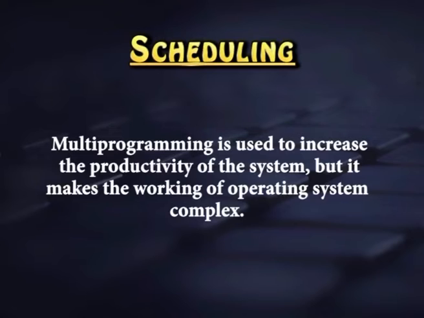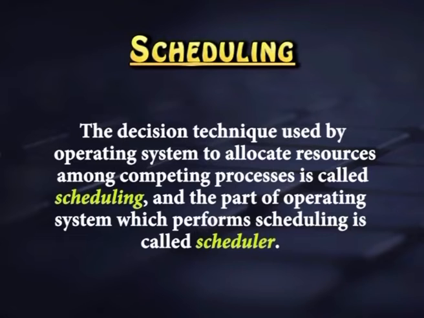Multiprogramming is used to increase the productivity of the system, but it makes the working of the operating system complex. Every time the operating system has to decide which service is to be performed for which process, so that all the resources can be used efficiently, providing services to all the processes. The decision technique used by the operating system to allocate resources among competing processes is called scheduling, and the part of the operating system which performs scheduling is called the scheduler.